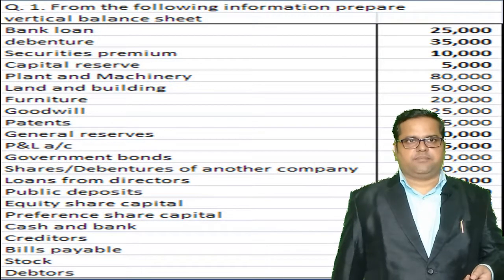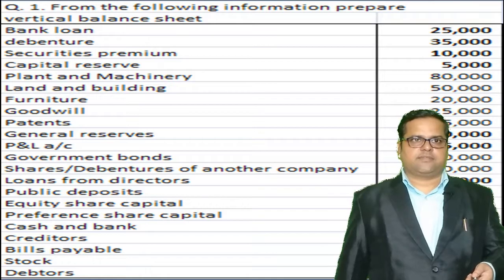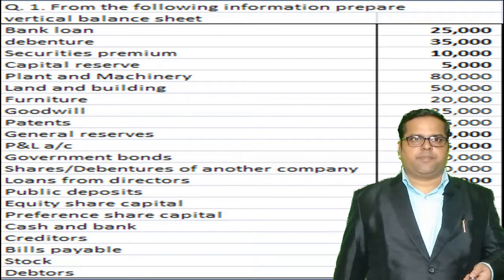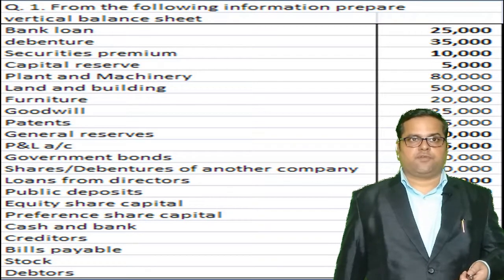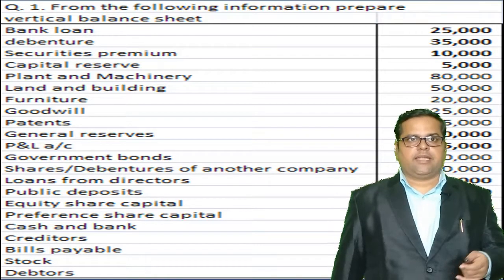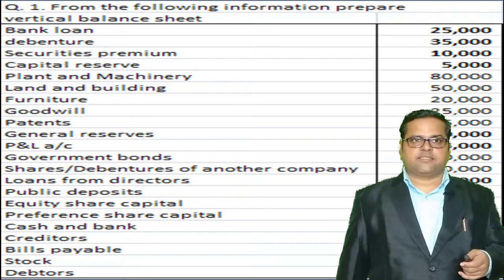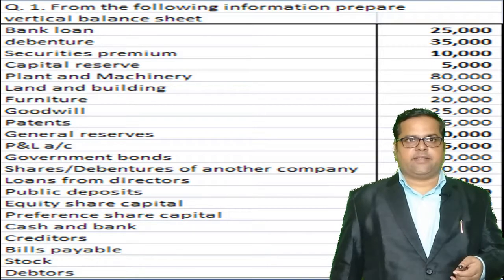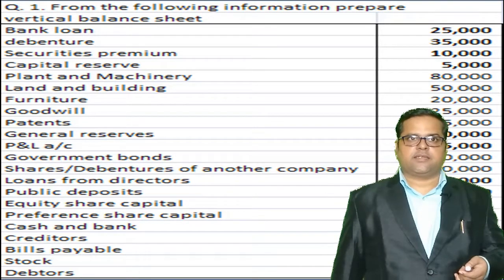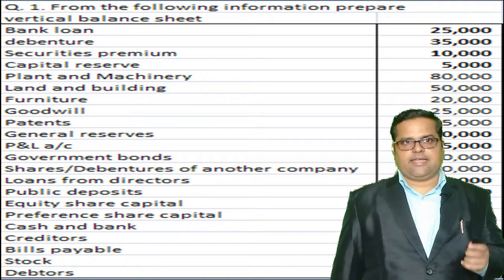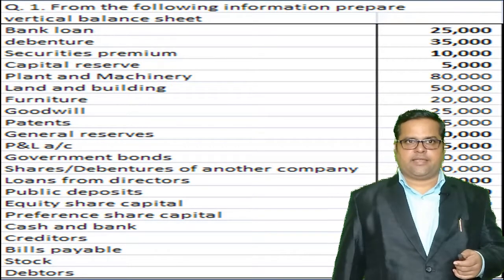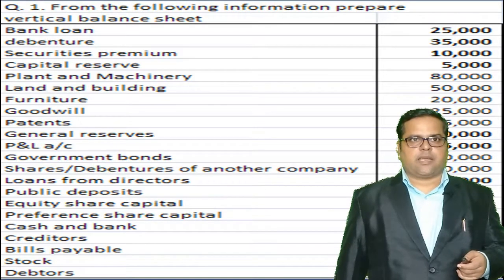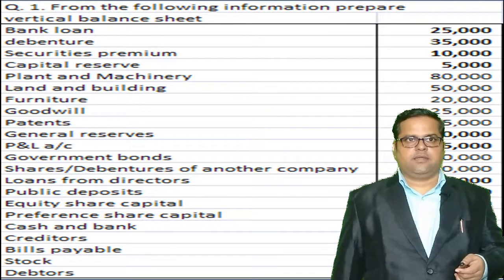Students, let us see one practical sum. You will be given a sum like this. From the following information, prepare vertical balance sheet, and a list of items will be given. You have to first of all identify and mark the item under which it will be covered. Like bank loan. Bank loan is a secured loan, so you have to mark SL next to it. Debentures, again it's a secured loan, so you have to mark SL. Securities premium is a reserve and surplus, so you have to mark R and S next to it. Similarly, capital reserve is also R and S.